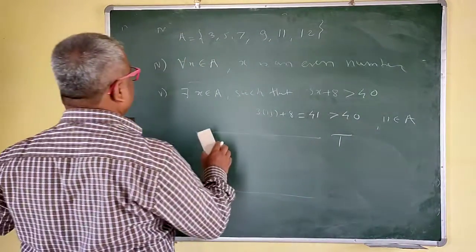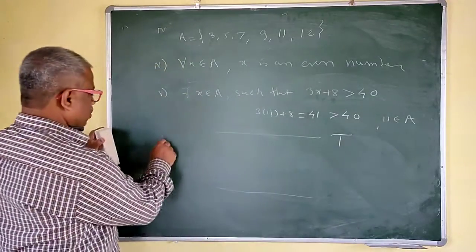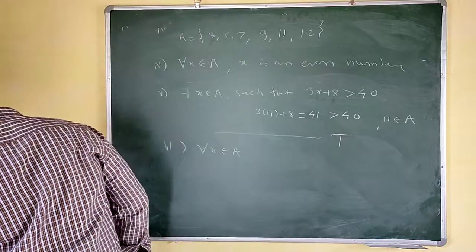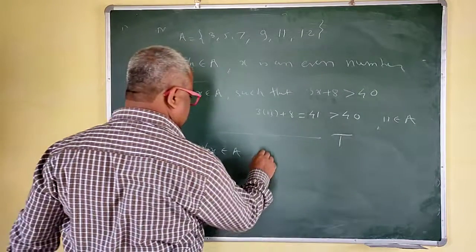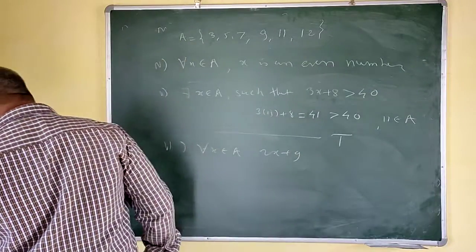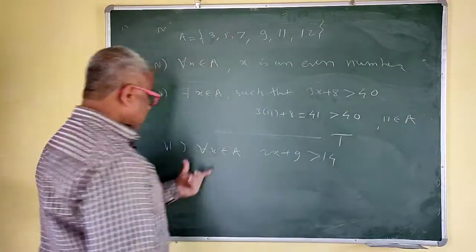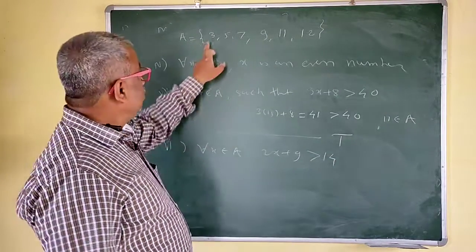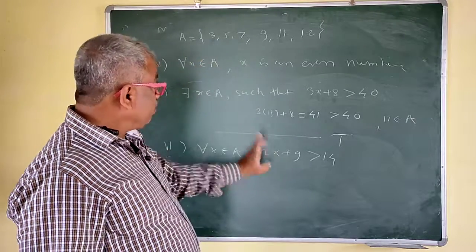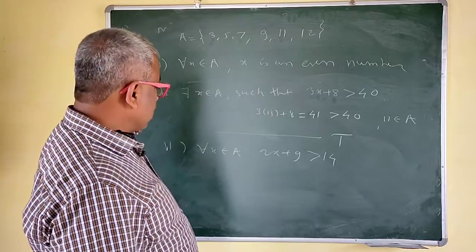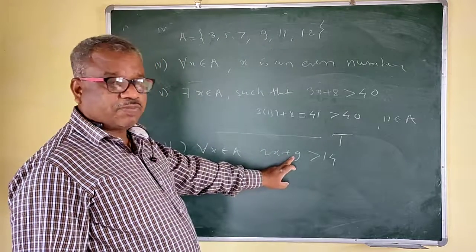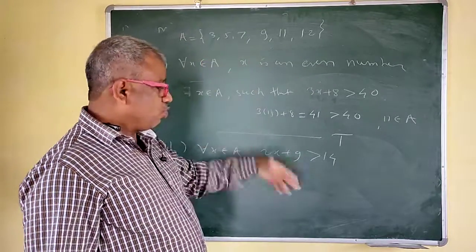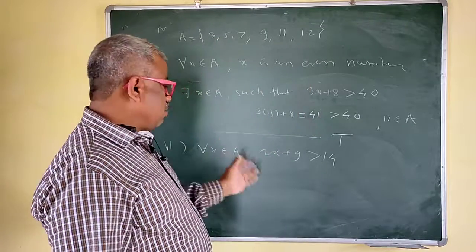Next, for all x belongs to A, 2x plus 9 is greater than 14. Now here for all x, that means if you put any value here, it should be greater than 14. We check one by one. If it holds for 3, then don't check for the other ones. Because the value will be going on increasing, so for the lowest one if it is true, then for the other ones it is obviously true. So only check for these 3.